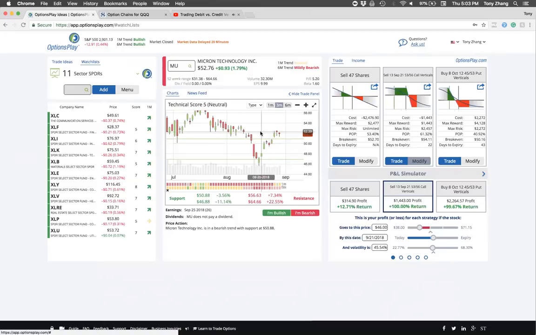So again, based on your views on Micron, where you think it's going to go, that should be what you use to dictate whether you want to take a look at the debit spread or the credit spread. And the goal of our tool is to allow you to put the two side by side.